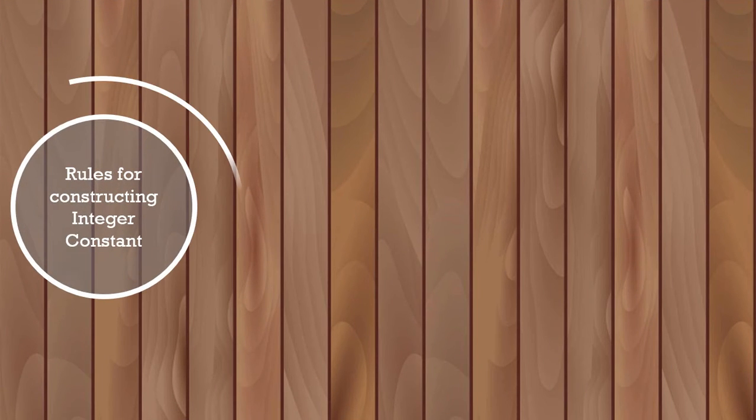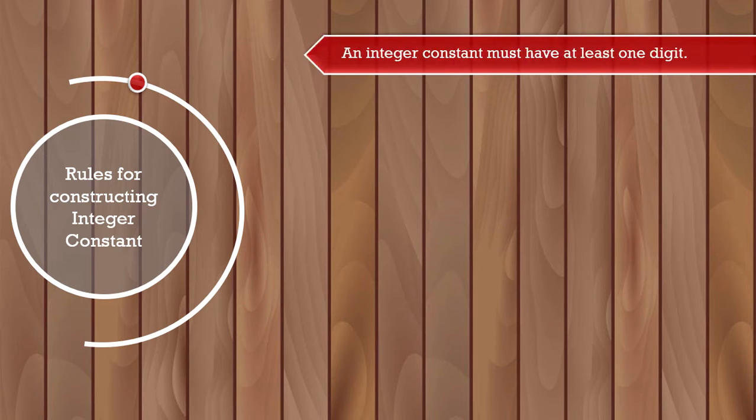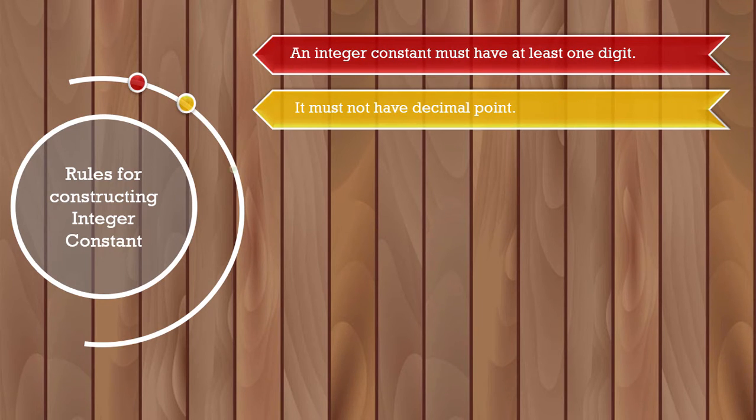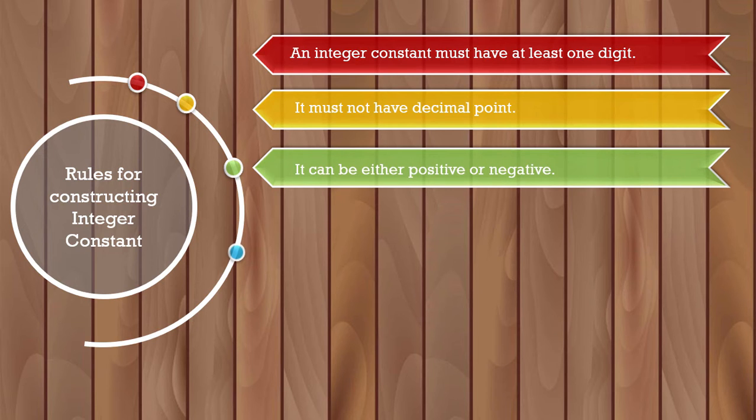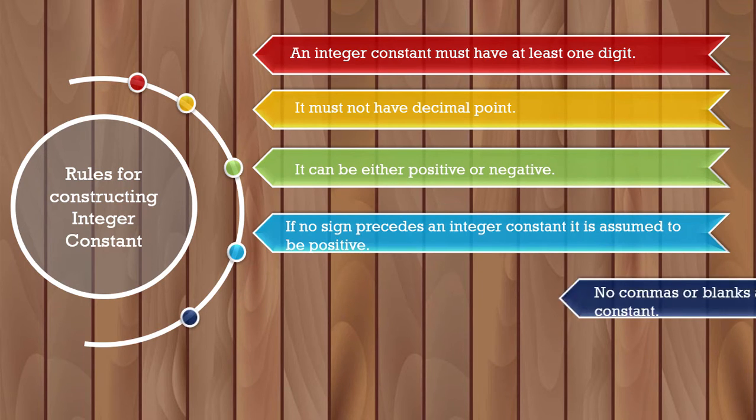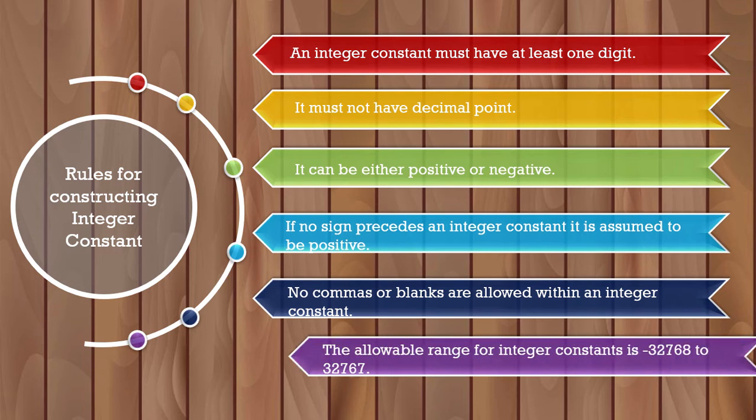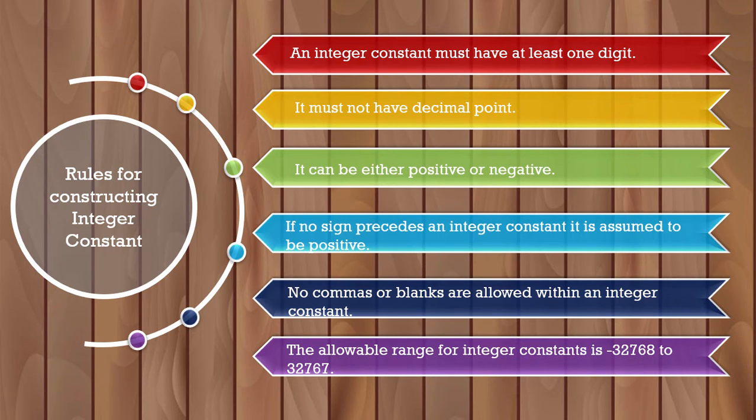Next, there are some rules while constructing integer constants. An integer constant must have at least one digit. It must not have a decimal point. It can be either positive or negative. If no sign precedes an integer constant, it is assumed to be positive. No commas or blanks are allowed within an integer constant. The allowable range of an integer constant is -32768 to 32,767. So these are the rules used for constructing an integer constant.